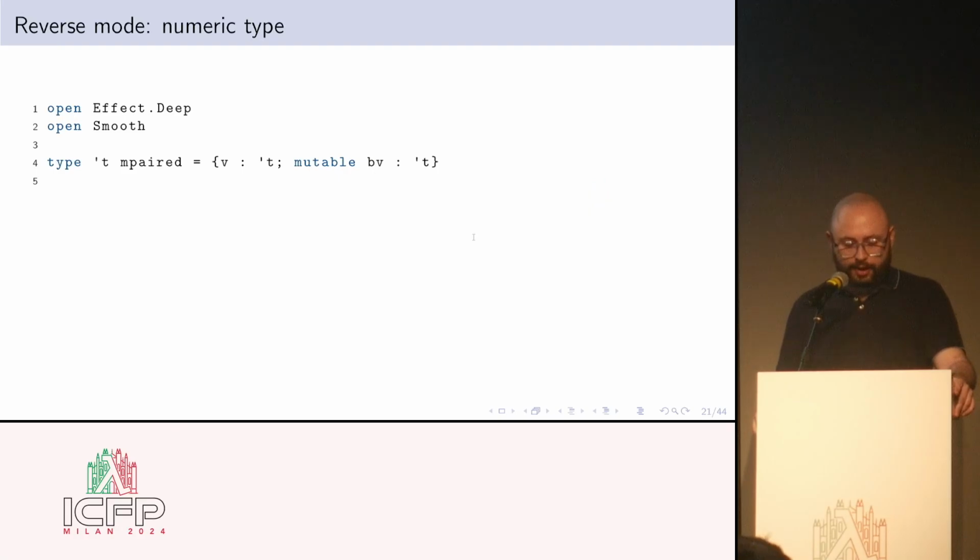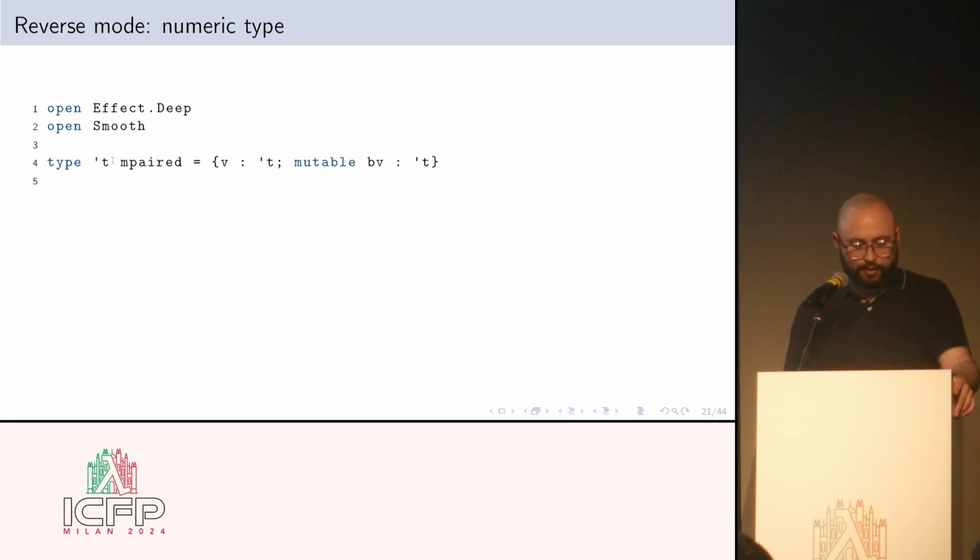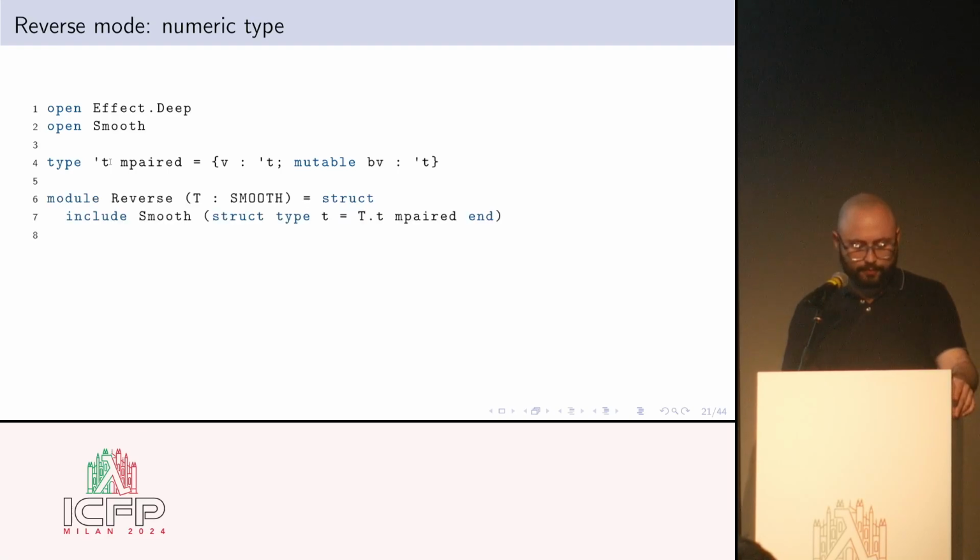So for the reverse mode handler, the first thing that we're going to do is we're actually going to define a new data type of pairing a value along with its mutable companion. So here we have m paired applied to some type t. So this type t can be some other thing which supports automatic differentiation, or it can just be, for example, floating point numbers. Then we're going to define a functor, reverse.